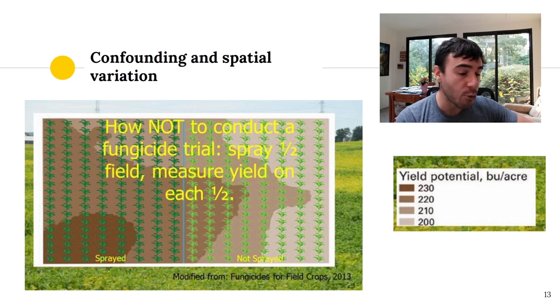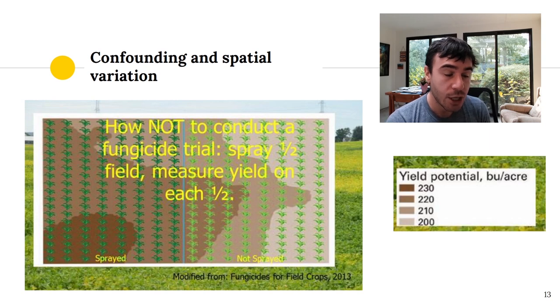And so the farmer who's spraying this fungicide on one side of the field and not the other, and using that information to make a decision, is not accounting for this confounding variable, that the left side of the field is just higher yielding naturally. And they have to account for that when they're setting up their experimental design.